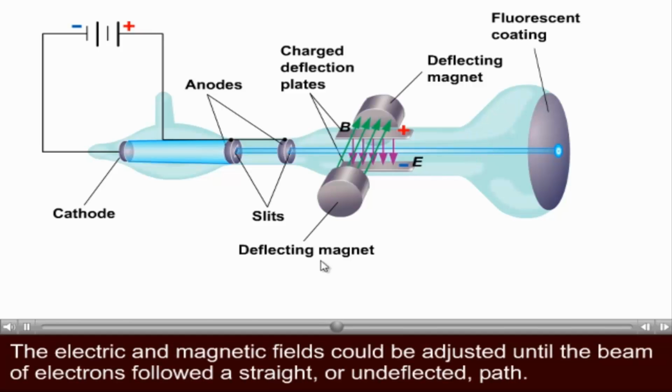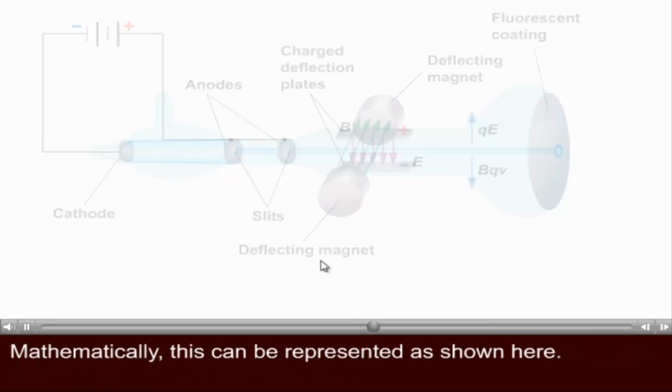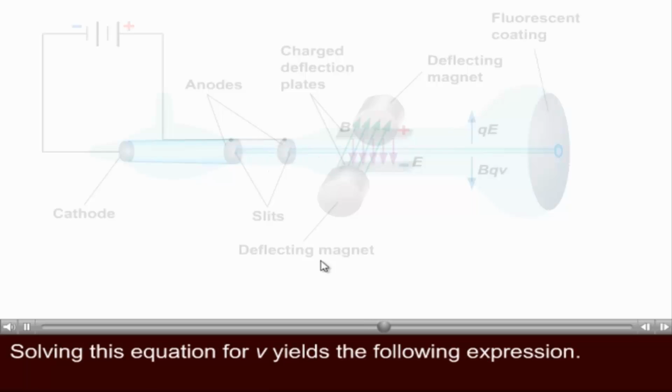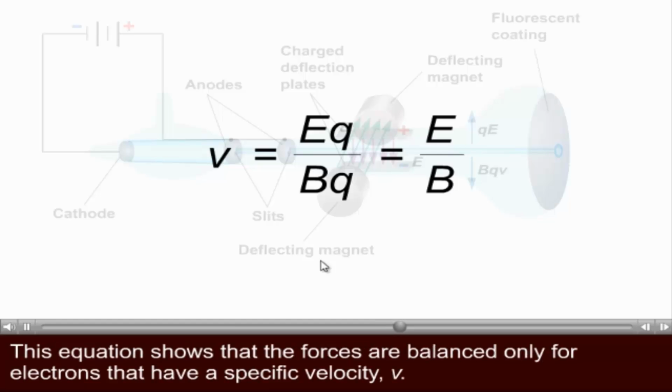The electric and magnetic fields could be adjusted until a beam of electrons followed a straight, undeflected path. When this occurred, the forces due to the two fields were equal in magnitude and opposite in direction. Mathematically, this can be represented as shown here. Solving this equation for V yields the following expression. This equation shows that the forces are balanced only for electrons that have a specific velocity, v.